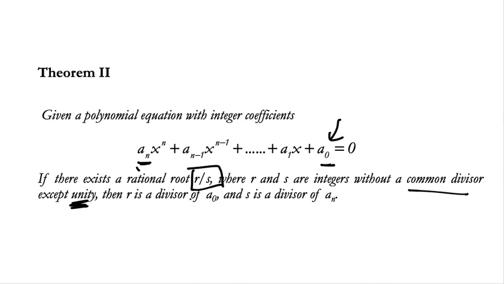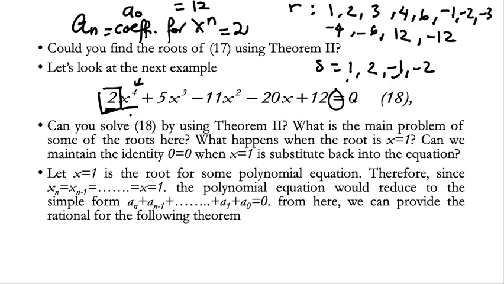That root is rational because it is in the form of a ratio. Ratio of what? R over S, such that R and S are integers without a common divisor except unity. Well, then R is a divisor of a naught and S is a divisor of a n. Alright. Now, here, we need to find the possible R over S. So, we need to list down all possible R over S from the R that we found here and the S that we found here. So, you can have, for instance, the first one, 1 divided by 1, isn't it?